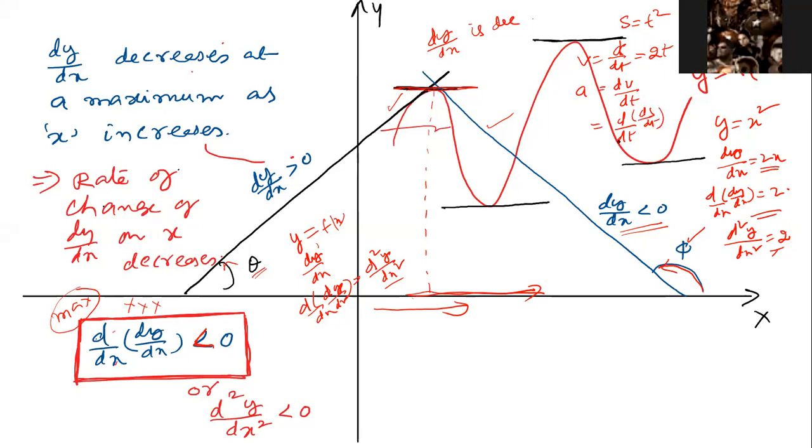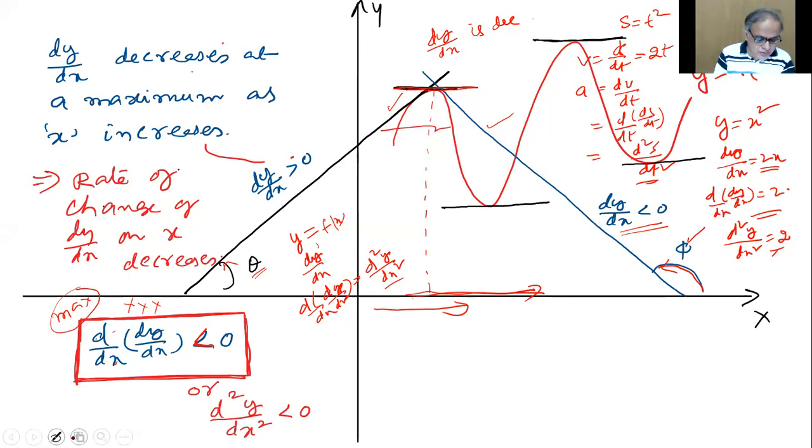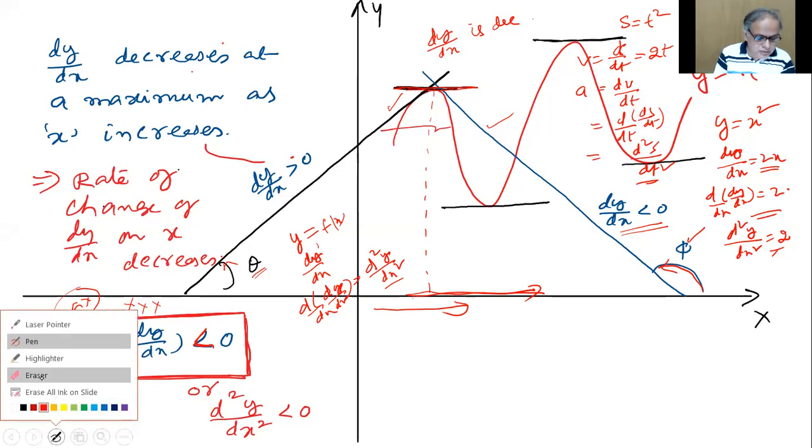That is d square s by dt square. So the acceleration is the second derivative of s. Velocity is the first derivative of s. Do you follow? So second derivative is nothing new. We have done it without naming it so.